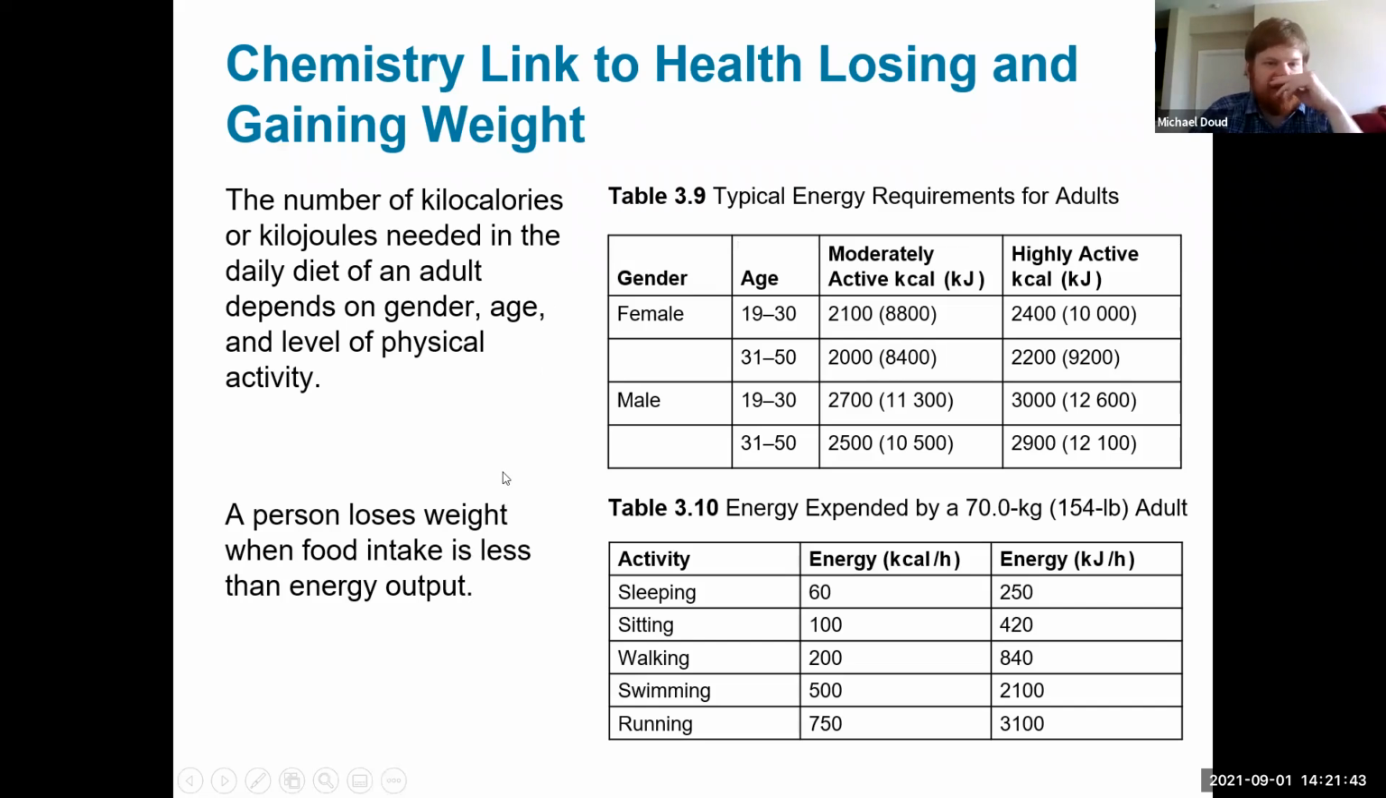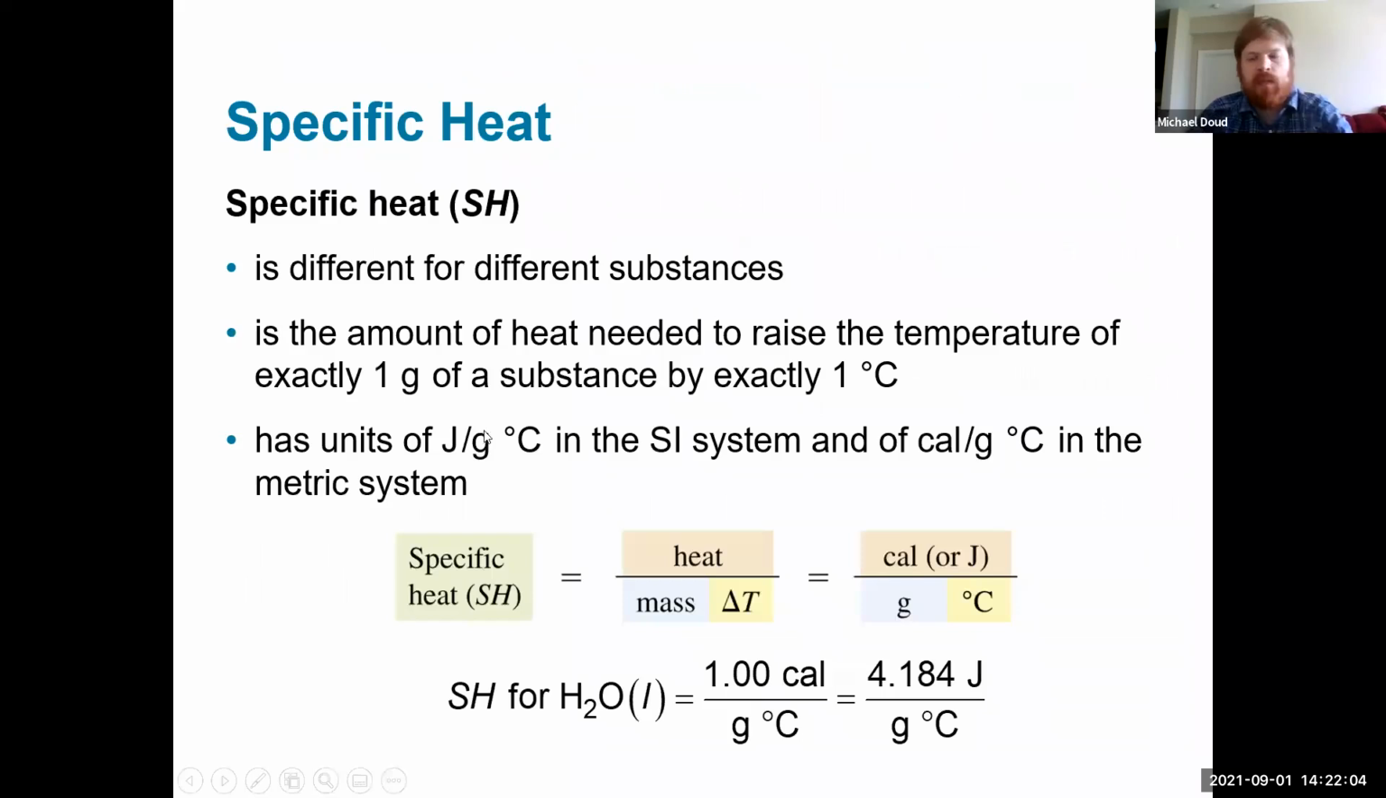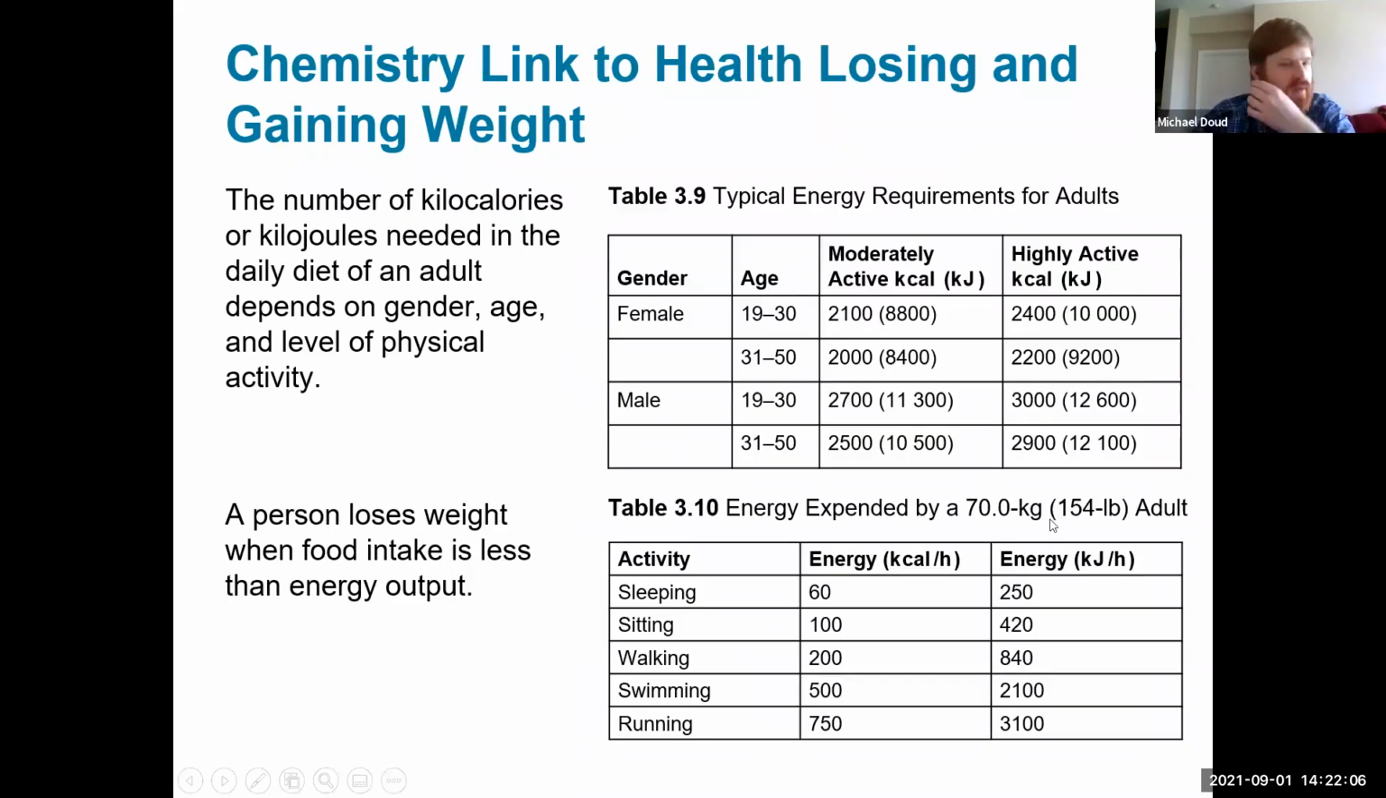Another thing is the way that a person would lose weight is if their food intake energy is less than the energy that they output, right? So sleeping, sitting, very low energy usage. Compare that to walking, swimming, running. You get a lot more calories used up when you do that, or more energy that's used up. And again, these are just typical values, given to show you an example.